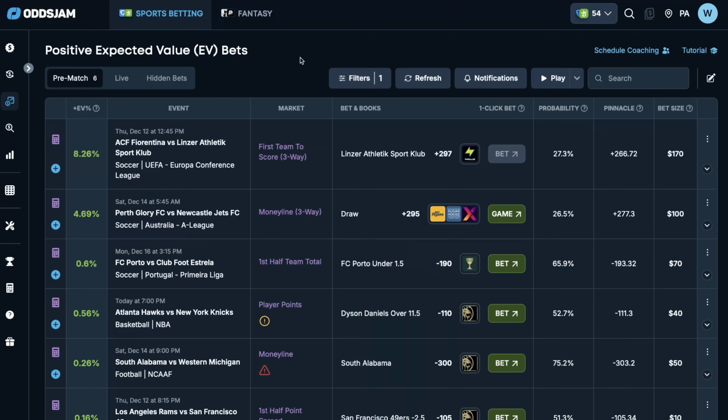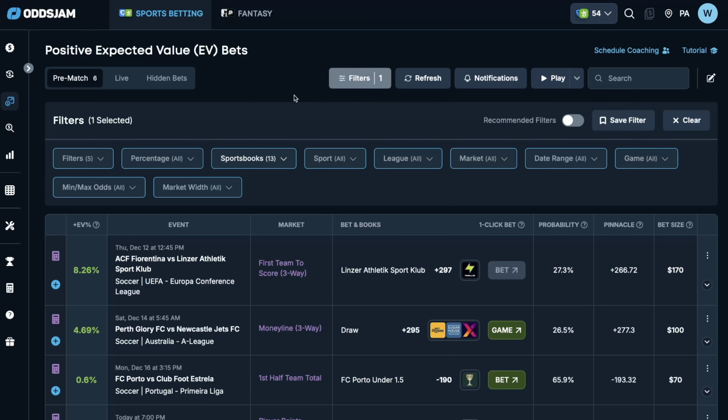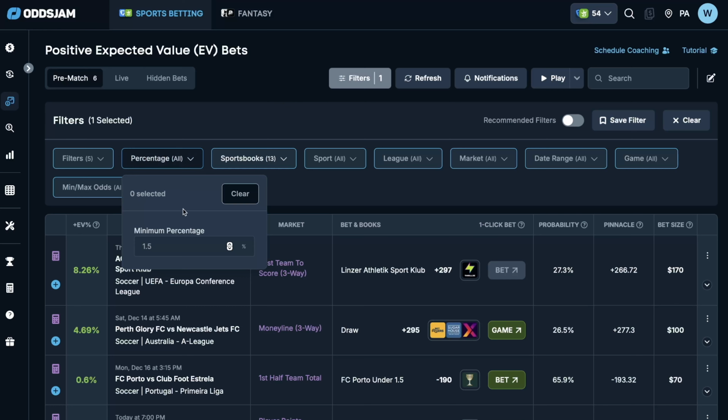Over here at the OddsJam positive expected value page, how this tool operates is it scans all of the sportsbooks that I have accounts with and looks at the hundreds of thousands of different options that are available to wager on. And then it just tells us the plays that have the biggest discrepancies. They stand out from the pack.